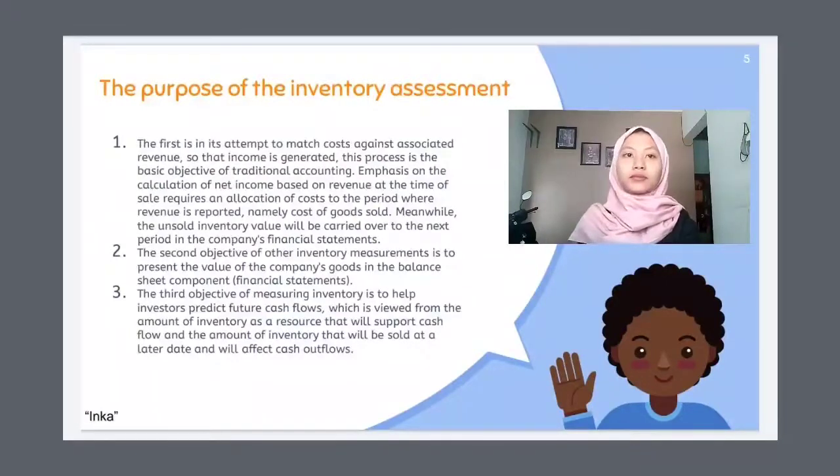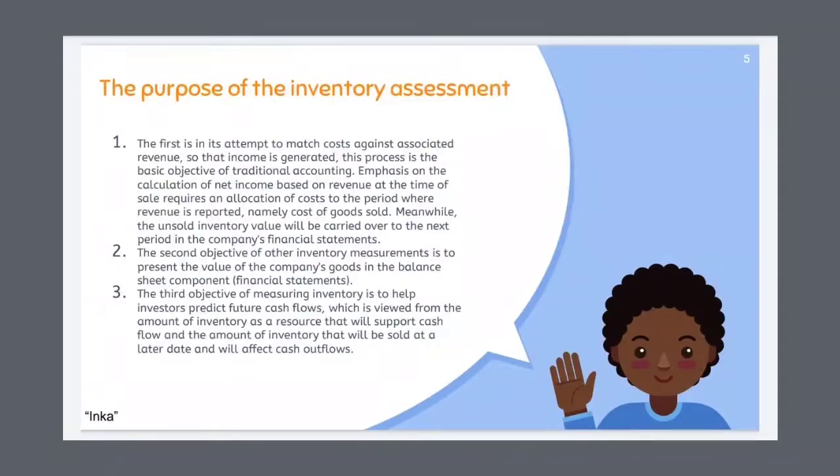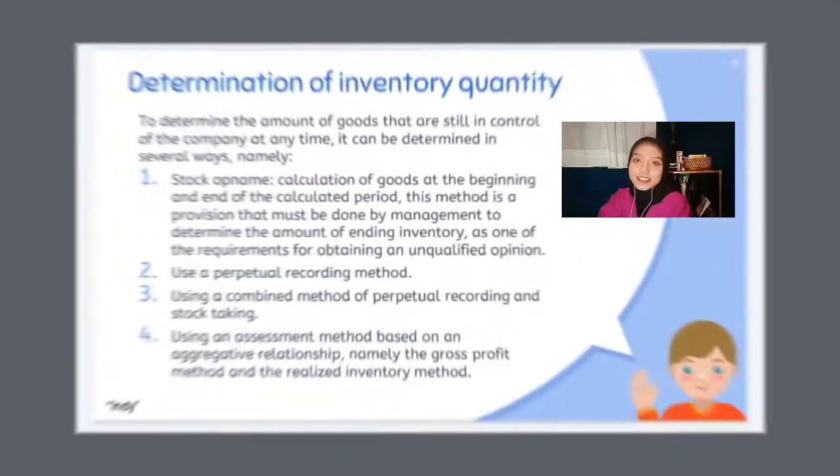The first is an attempt to match costs against associated revenue so that income is generated. This process is the basic objective of traditional accounting and based on the calculation of net income based on revenue at the time of sales requires an allocation of cost to the period where revenue is reported, namely cost of goods sold. Meanwhile, the unsold inventory value will be carried over to the next period in the company's financial statements.